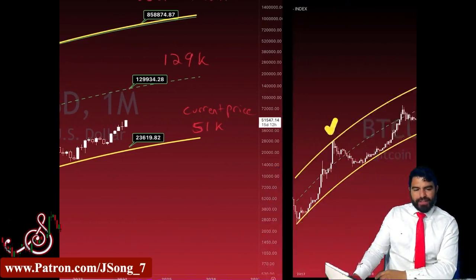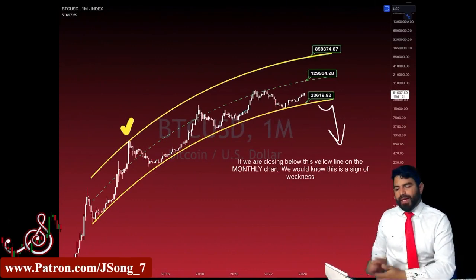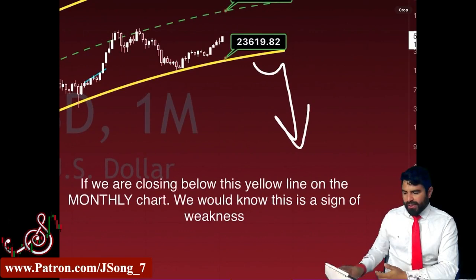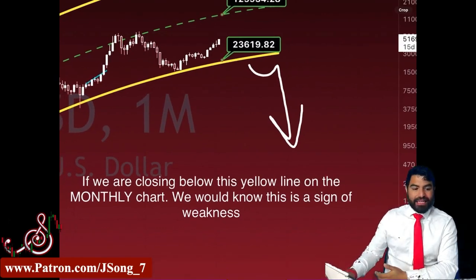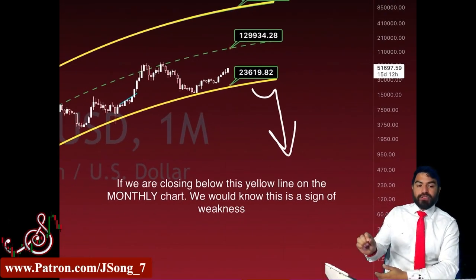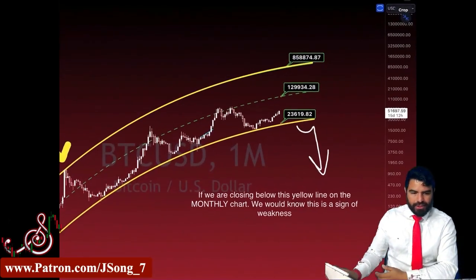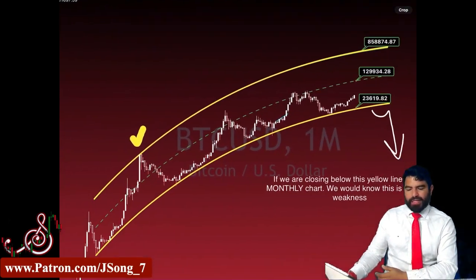And I did not show this on Monday or Saturday, and I do apologize. I didn't show you guys, but I'm showing you today. Okay, so these are the maximums. Again, if we close below this yellow line on the monthly chart, we would know this is a sign of weakness. But it has to be the monthly chart, not the weekly, not the daily. It needs to be on the monthly chart. Just keep that in mind, and that's how I drew mine.